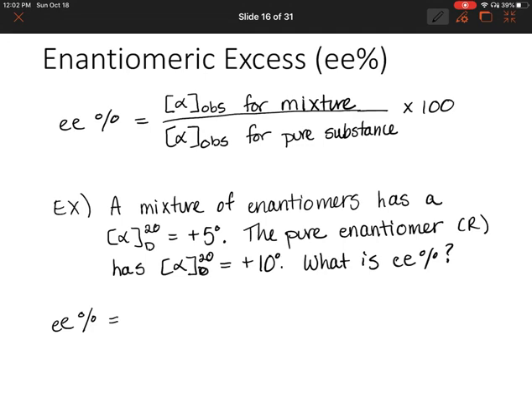So again, we have the observed rotation for the mixture. We set up above that that was 5 degrees. And then we're going to divide that by the observed rotation for the pure substance. So that was 10 degrees. So that means that we have, oops, we also have to multiply it by 100, I forgot. So that means we have a 50% excess of R.